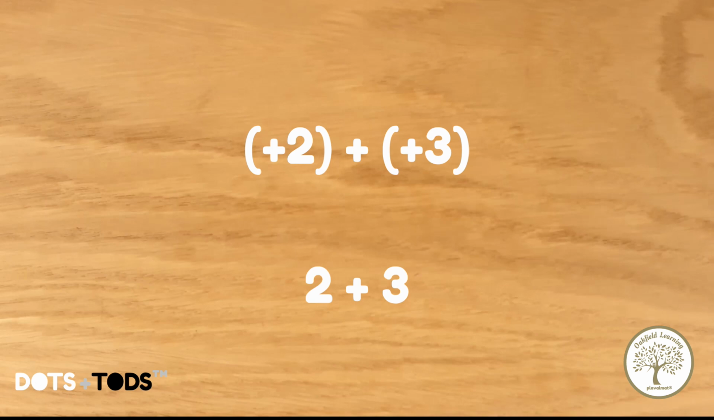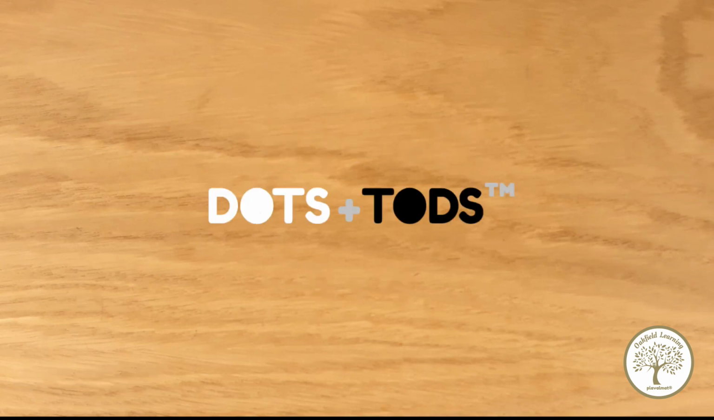When no symbol is used, we assume the number is positive. We only put the positive symbol when we're performing calculations that involve both positive and negative integers. It helps to avoid confusion. To answer this question, we'll only need to use our white +1 dot counters.